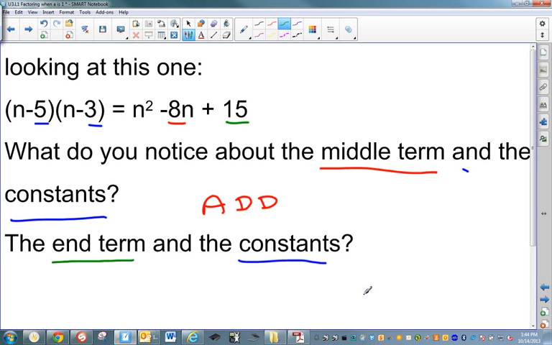So, how do you get the end term, and what's the difference between the end term and the constant? Yes, Allie? When you multiply the constant. You multiply. So, the thing that you need to recognize is that you multiply the constant to get the end term, you add the constant to get the middle term.